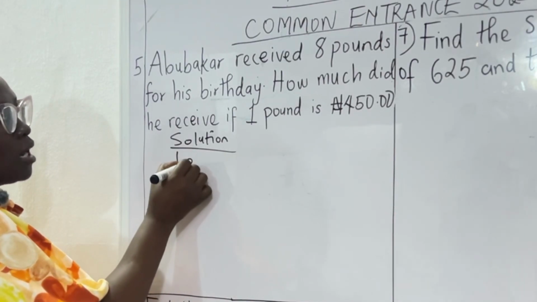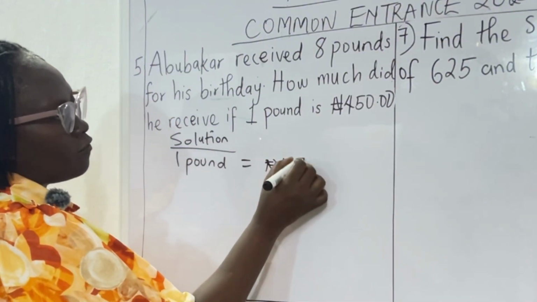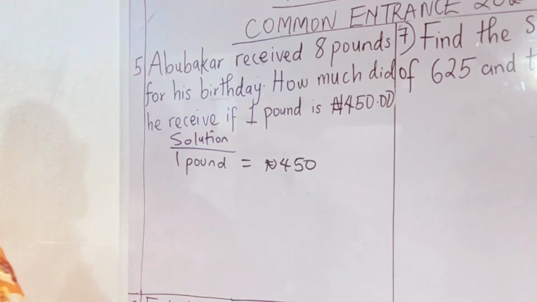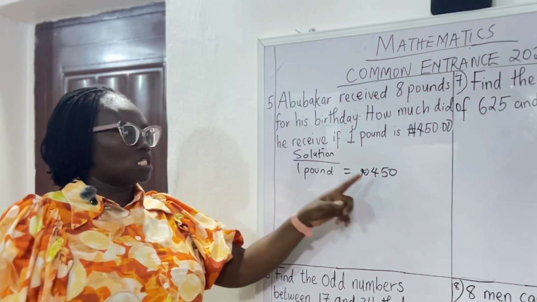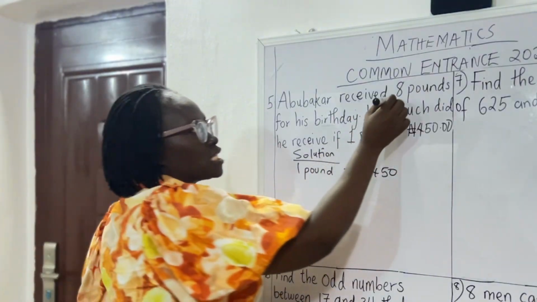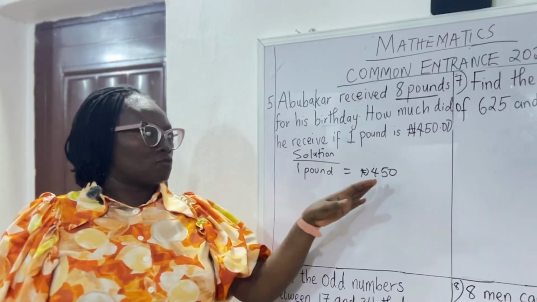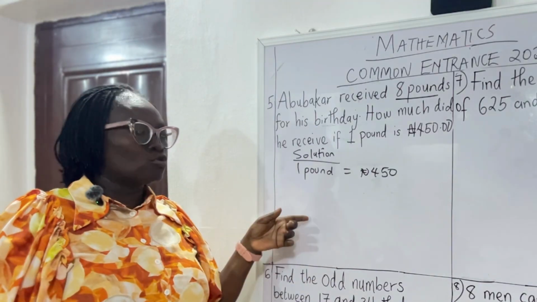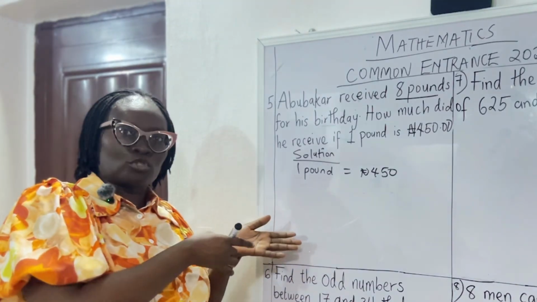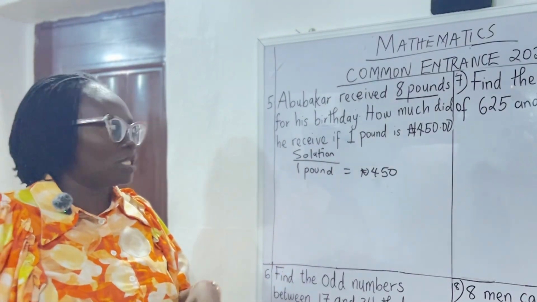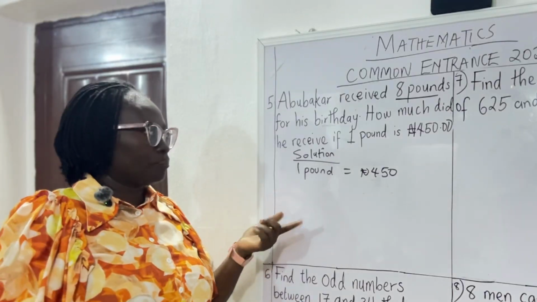So if £1 is equal to 450. Okay, you always start with the units. 1 unit, a pound is 450. So if you received £8, this is direct proportion. If £1 is 450, that means £8 will be more. So that's how you know the difference between direct proportion and indirect proportion. If £1 is 450, 8 will be more. So you multiply. Is that okay?